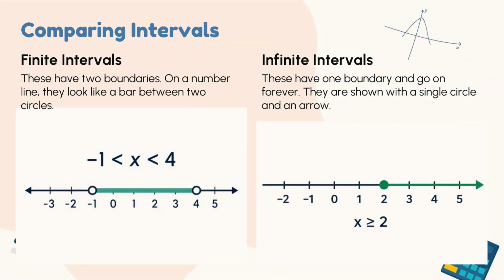There are two main types of intervals. A finite interval has two boundaries. On a number line, it looks like a line segment or bar between two circles. For example, 1 is less than x is less than 5 would be a finite interval between 1 and 5. An infinite interval has one boundary and continues forever in one direction. For example, x is greater than 4 has one boundary at 4 and an arrow going right forever. Number lines help us see whether the solution is trapped between 2 points or continues without an endpoint.